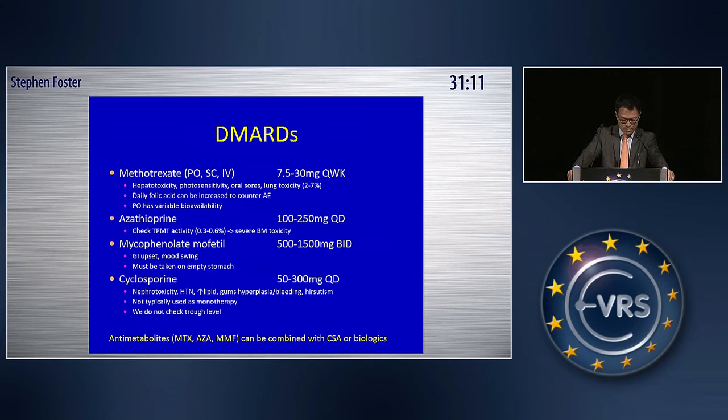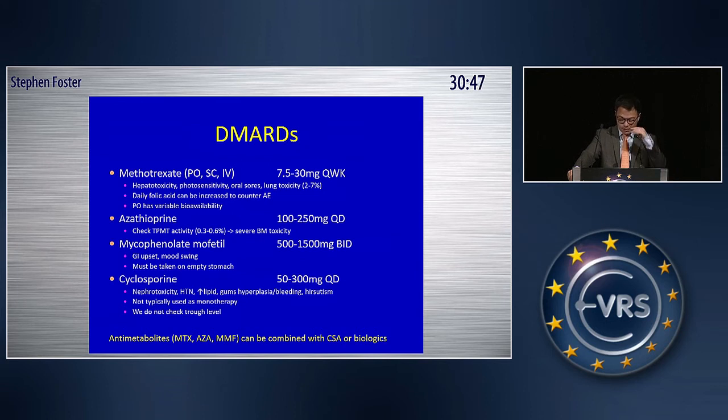And cyclosporine, 50 to 300 milligrams a day, and the most common side effects are kidney problems, hypertension, and hyperlipidemia. You can get swollen gums, bleeding gums. So we tell patients to see their dentist, floss, and do their water pick treatment. And hirsutism, which just means hair growth on the face and the body. So for women, we always have to mention that to them.